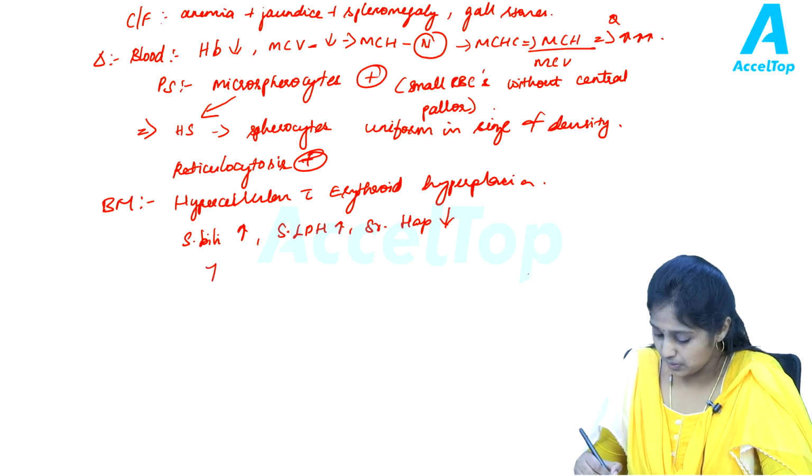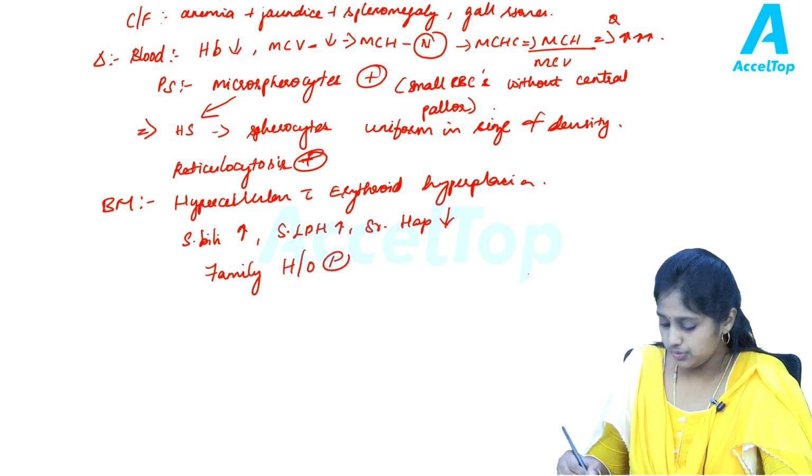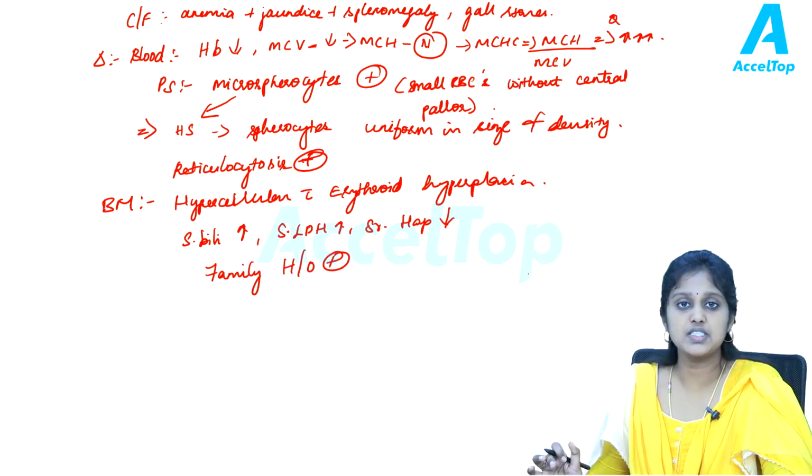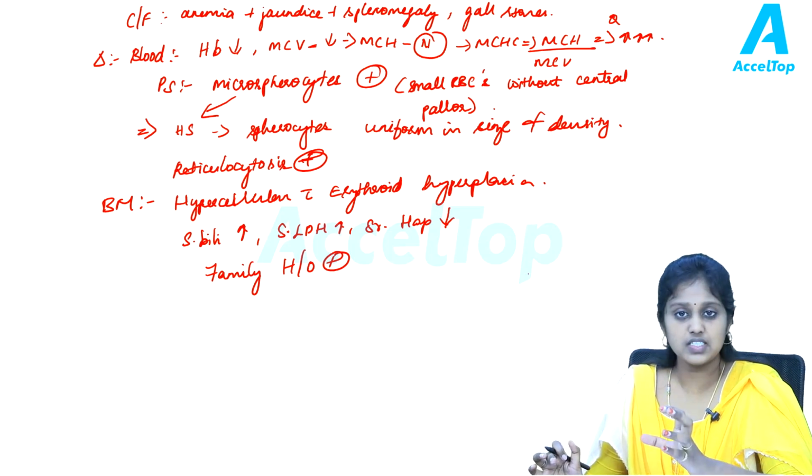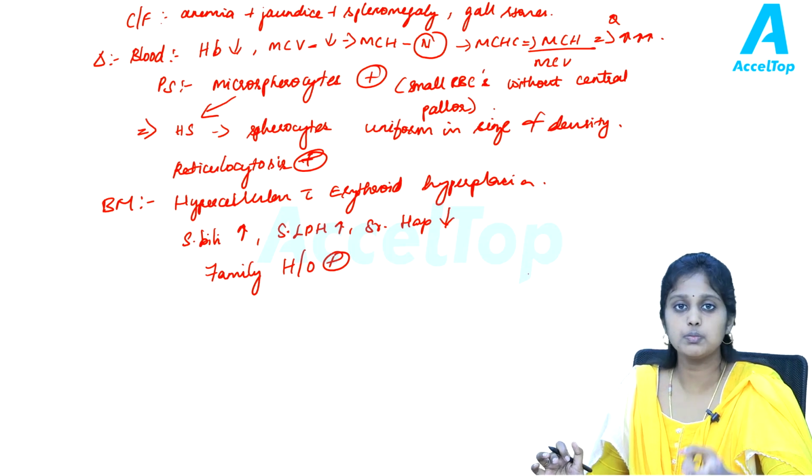Since it's a hereditary spherocytosis, it is an inherited disorder. So these patients will be having a positive family history. So the clinical features, they'll be presenting with anemia, jaundice, splenomegaly and gallstones. The blood investigations, hemoglobin will be low, mean corpuscular volume will be low, MCH will be normal. As a result, MCHC will be increased.